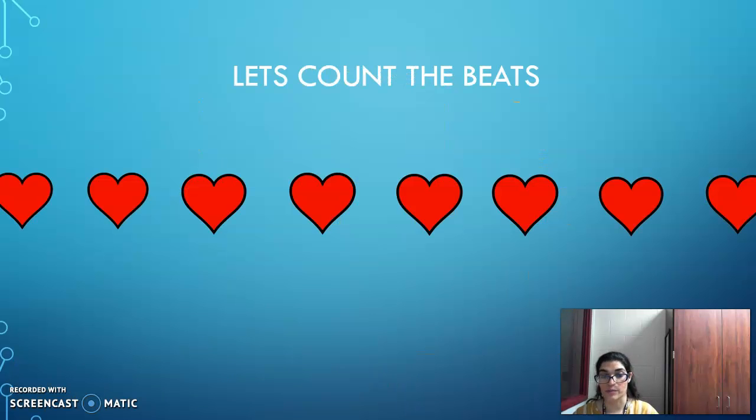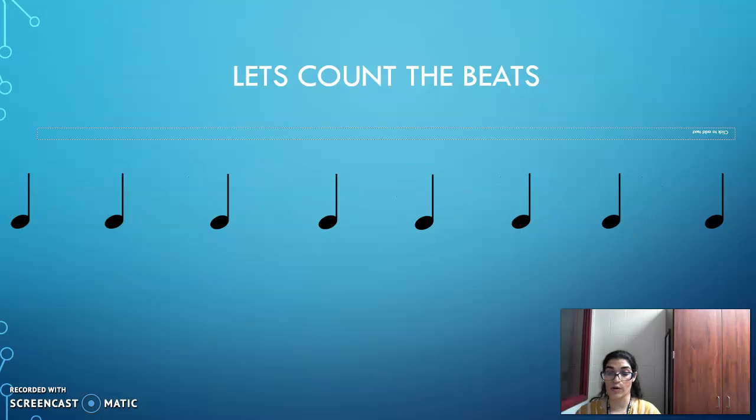Let's count the beats one more time. Ready? Here we go. 1, 2, 3, 4, 5, 6, 7, 8. Stop. Excellent job. Now, what if we replace these heartbeats with actual notes? What would that look like? Whoa, that's pretty cool. Let's try it looking at notes this time. Ready? Here we go. 1, 2, 3, 4, 5, 6, 7, 8. Stop. Great job. Let's put in some rests.